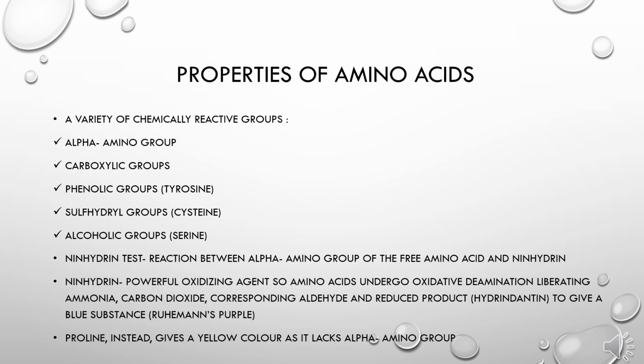Proline is an exception which gives a yellow color, as it lacks an alpha amino group and instead possesses an imino group.